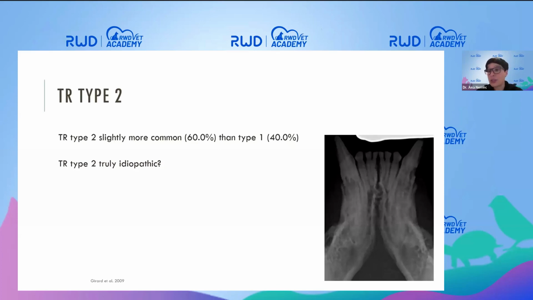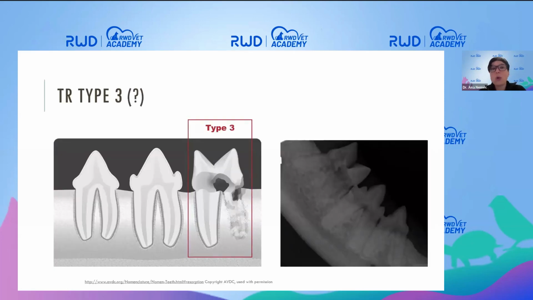And this is considered truly idiopathic, because type 1 may actually be associated with inflammation. So an inflammatory process will activate odontoclasts to start resorbing the teeth. But type 2 is the one where we really have no idea why this disease is happening. And then you will also notice in the literature or in the AVDC nomenclature that there is also type 3. Type 3, though, is nothing else than a combination of type 1 and type 2 on two roots of a multi-rooted tooth.